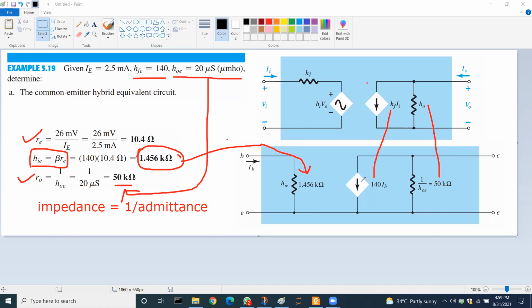Okay, as you can see, because the HR parameter is not given, we cannot find this section. So maybe in a question where HR is given, then we can use this model as it is, and we can incorporate this part as well. That means the book primarily uses the approximate model. The book is using the approximate model for the input side, whereas on the output side, the hybrid equivalent model is used.